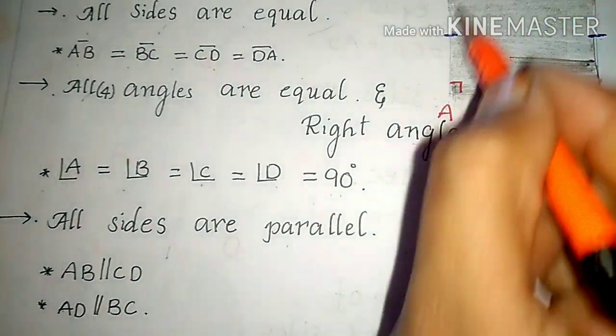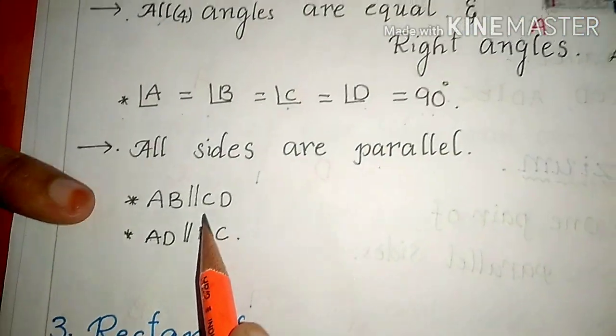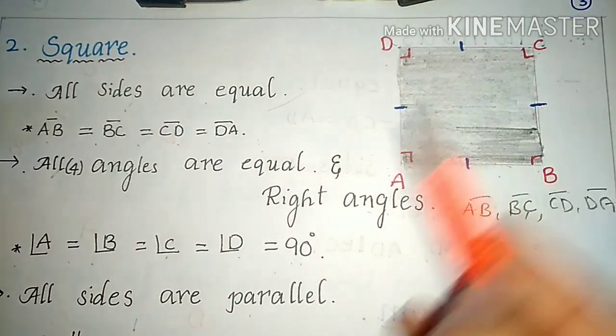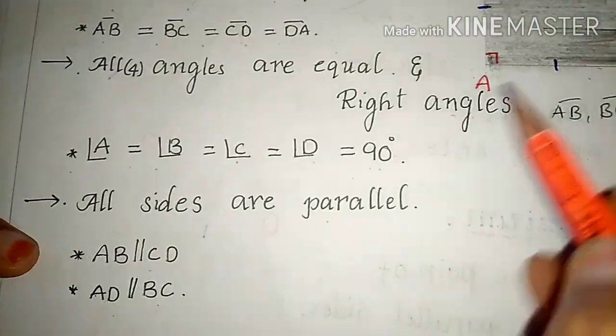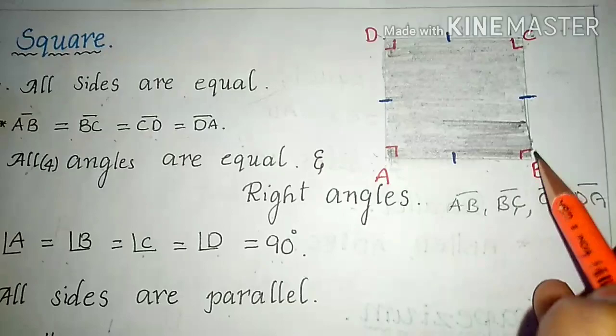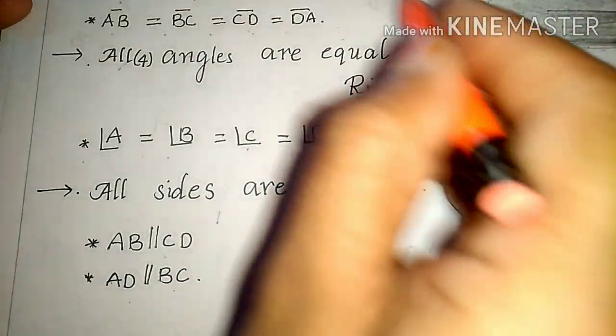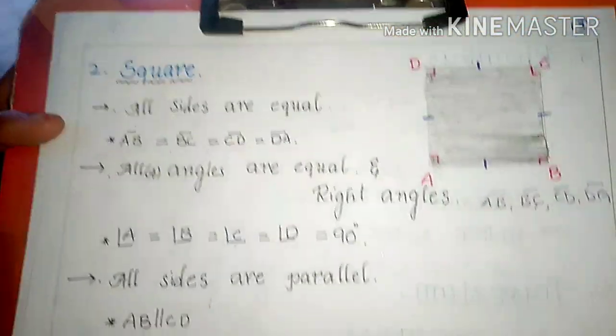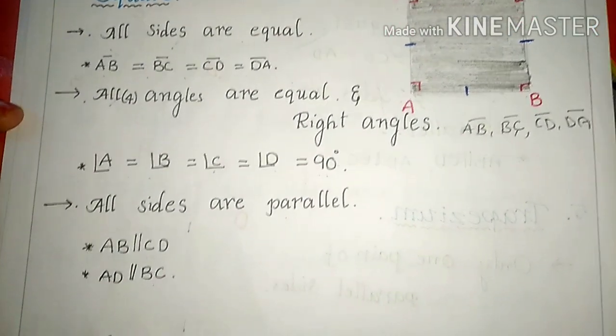So all sides are parallel. AB parallel CD and AD parallel BC. These are the properties of a square. Okay. Next one is the rectangle.